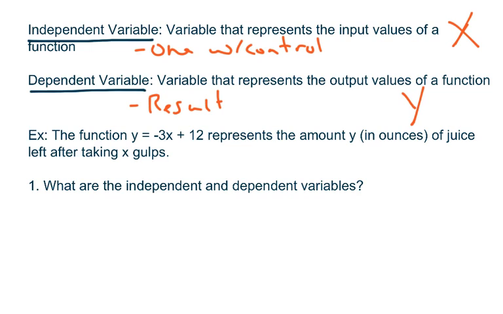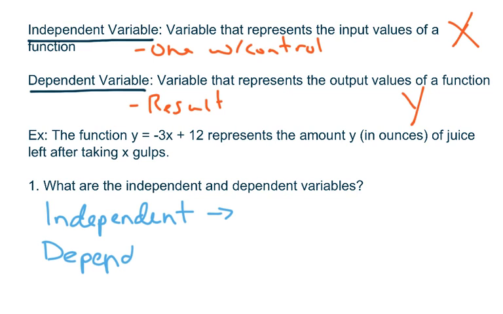Okay, so let's try an example here. The function y equals negative 3x plus 12 represents the amount y in ounces of juice left after taking x gulps. So number 1, what are the independent and dependent variables? We're going to have 2 answers to this part. We need to identify the independent and define the dependent.